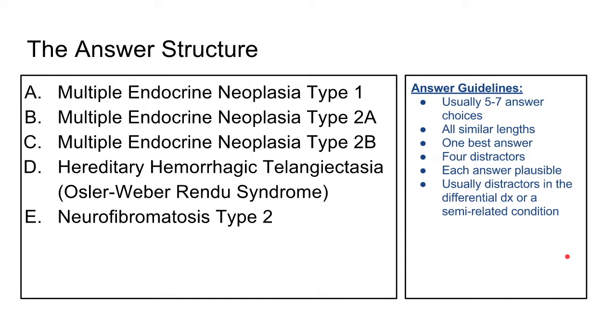And let's go to the answer structure. So this is the answer structure for that same question. There's 5 answer choices, usually around 5 to 7. 5 is kind of the standard. They're all similar lengths. There's one best answer. Well, I'll tell you in a second. And there's 4 distractors. Each answer is plausible. These are all in the same vein, could be on the differential diagnosis. And then, like I said, usual distractors are differential or semi-related conditions.